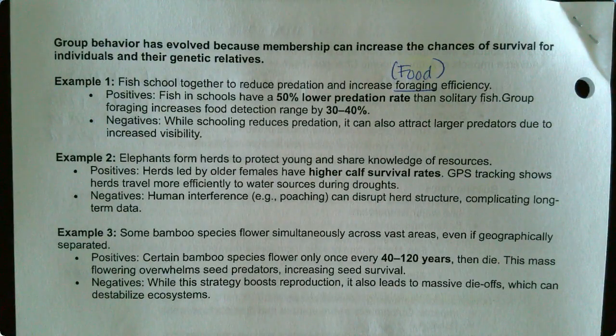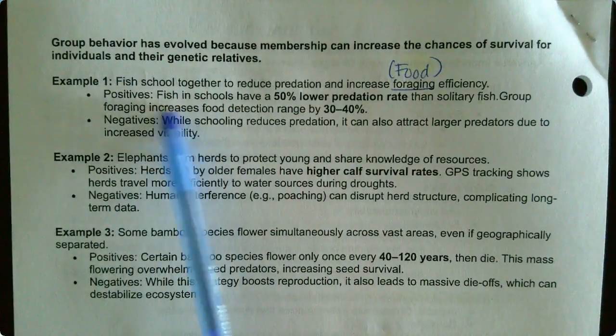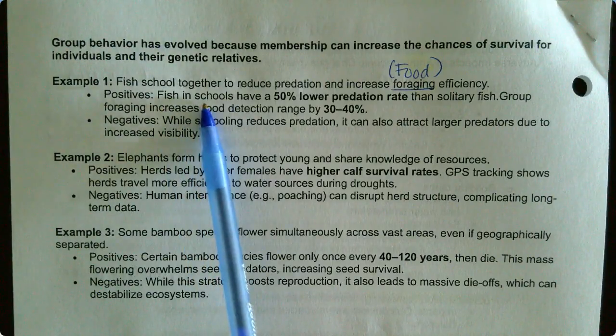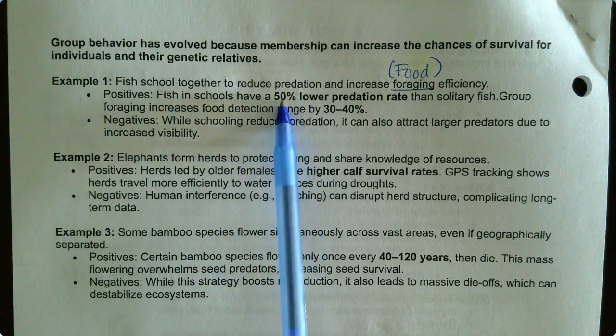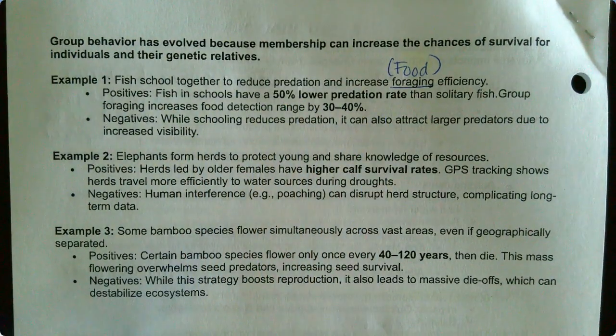Here I have some numbers. When you are in a school of fish, you have 50% lower predation rate than if you're by yourself. Because for whatever reason, you look bigger to the other fish, and therefore they are scared and don't try to eat you. But if you're hanging out by yourself, you're a pretty easy target. Group foraging increases food detection by 30 to 40%. So those are the pros of group behavior. Now there could be some negatives.